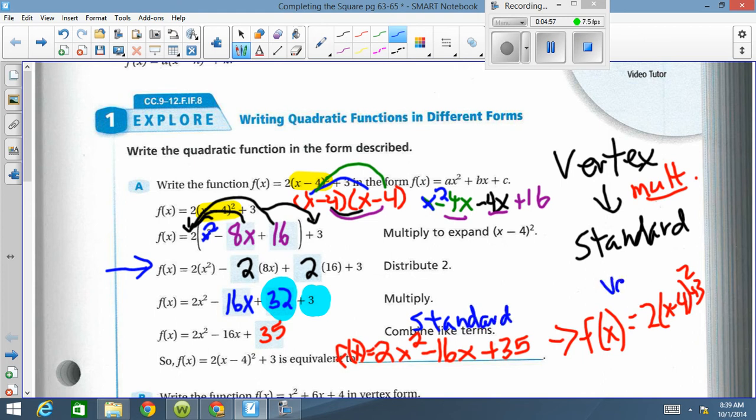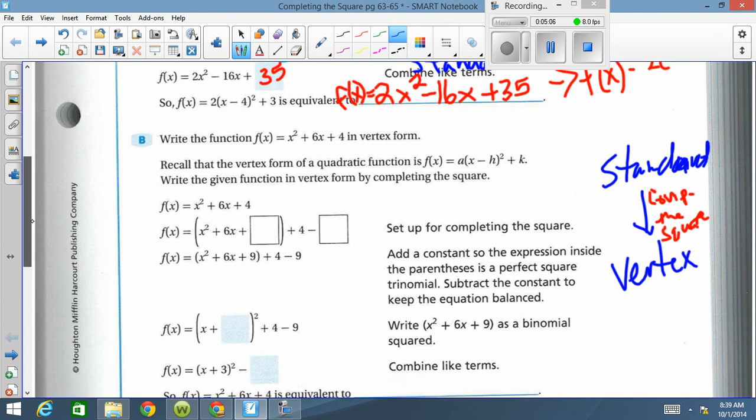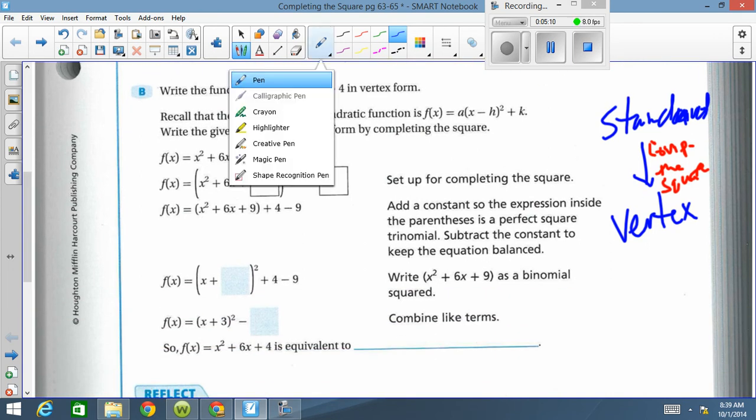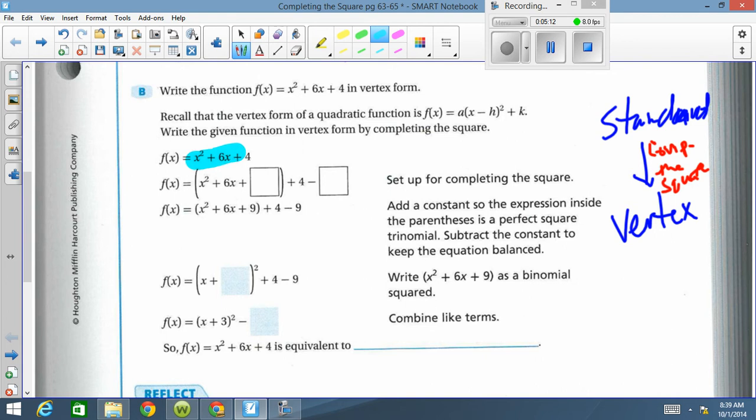This is vertex. So to go from vertex to standard, we're just going to multiply. So let's go down here to the bottom. Now they give us something in standard form, which right here, this is standard form. And they want us to put it in vertex form, which we know vertex form to look like this. We're going to use this process called completing the square.